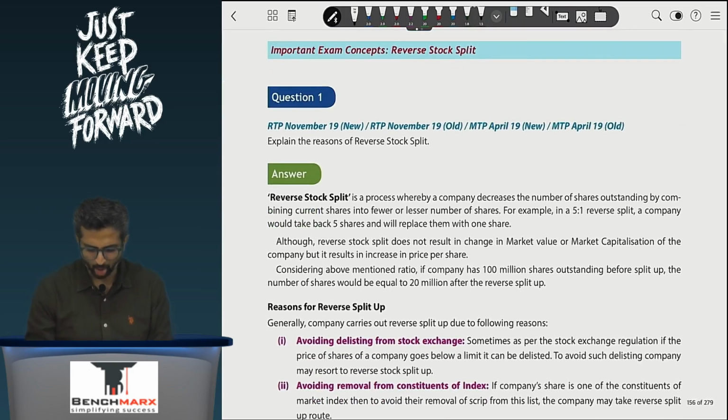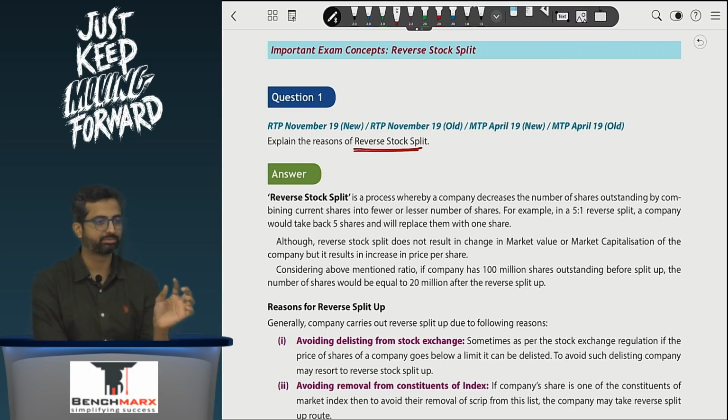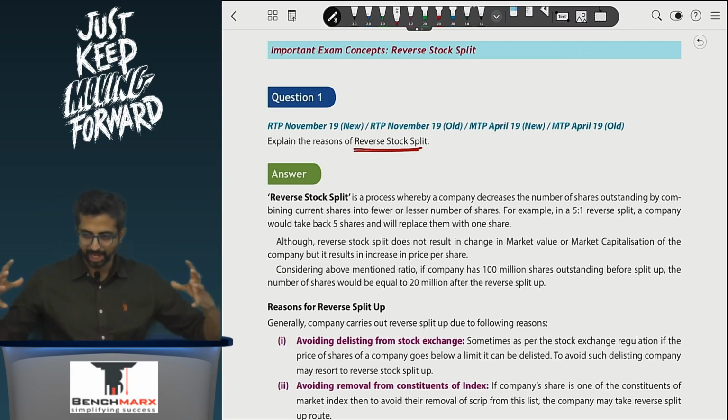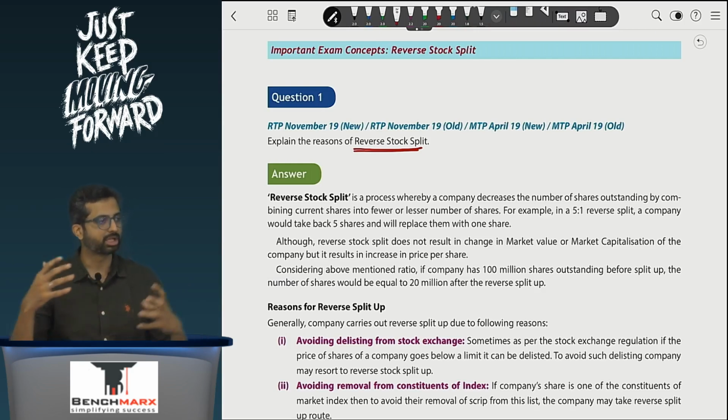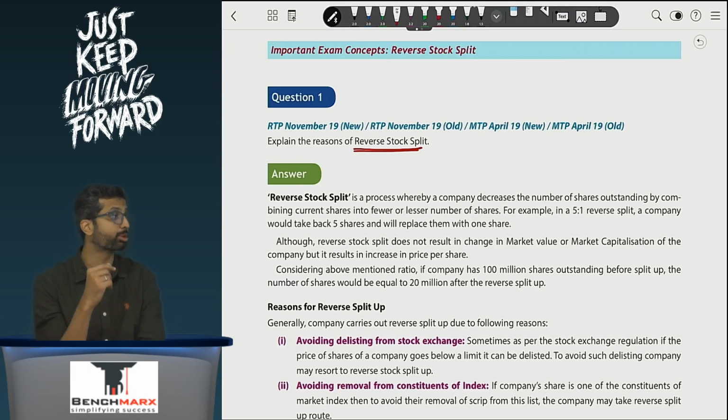This is on reverse stock split. Reverse stock split is nothing but share consolidation. What do you mean by share consolidation? It means that my stock will have one share of rupees 10 each. I want to consolidate it and consolidate 10 shares into one share of rupees 100 each.